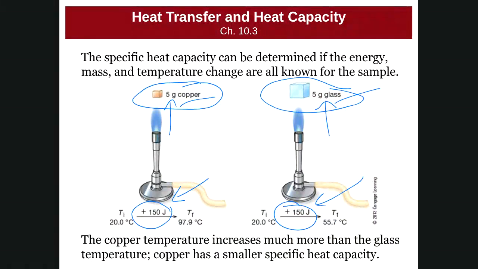This is how you can determine the specific heat capacity of different materials. The copper temperature increased much more than the glass temperature. They both started at 20 degrees Celsius. The final temperature of copper is 97.9 degrees Celsius. The final temperature of glass is only 55.7. So the temperature of the glass did not increase as much as the temperature of the copper, telling us that copper has a smaller specific heat capacity. It's easier to raise the temperature of copper.